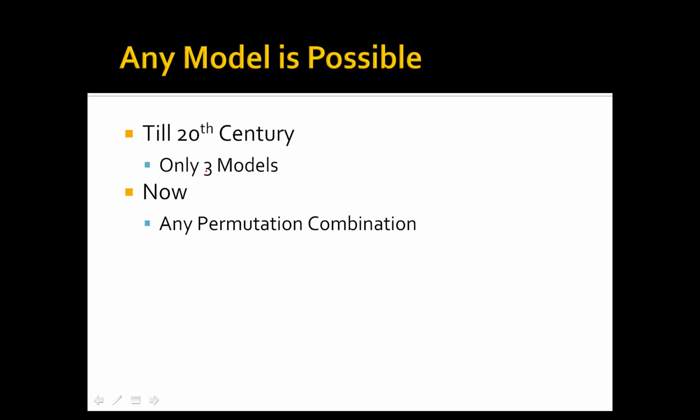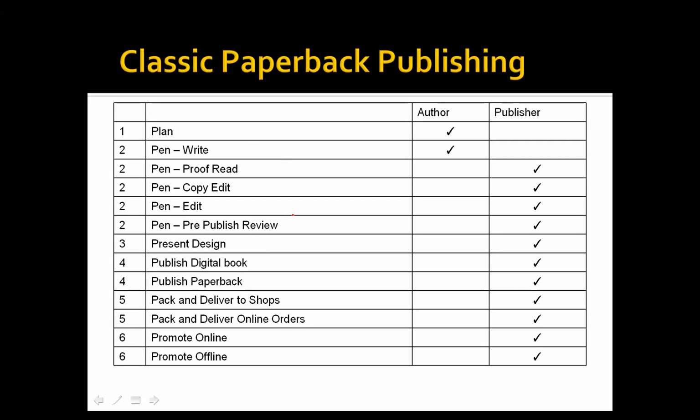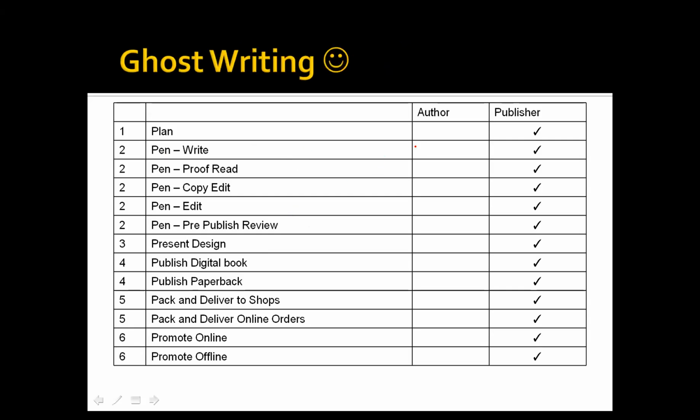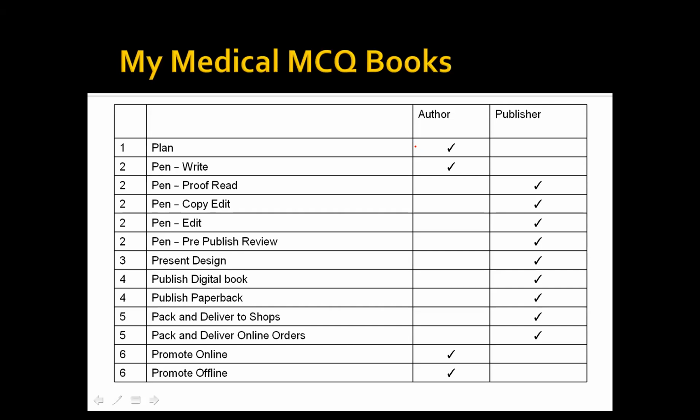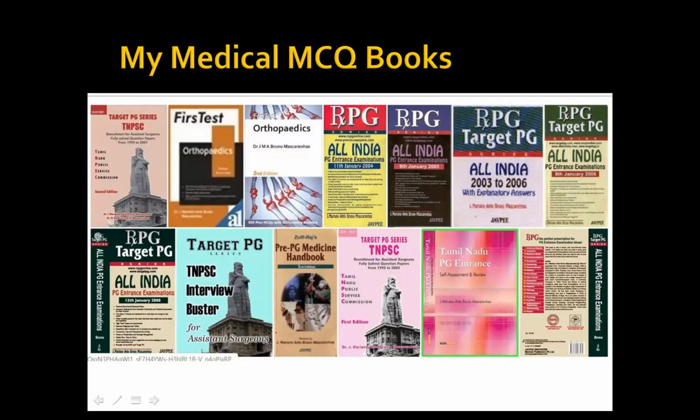And as we said earlier, till the 20th century, we had only 3 models. Now, any permutation combination is possible. Earlier we had these 3 models I discussed. Now, I will give you my own example. For my medical books, I plan and write them. All the proofreading to packing is done by the publisher. I do the promotion myself. So all these books, except this one, followed the previous model.